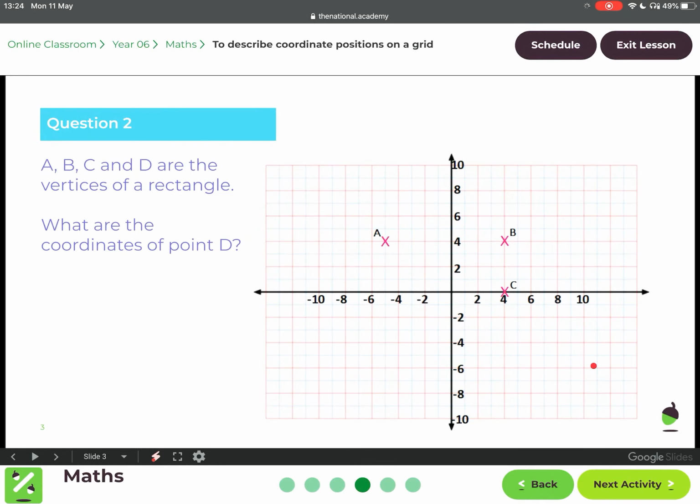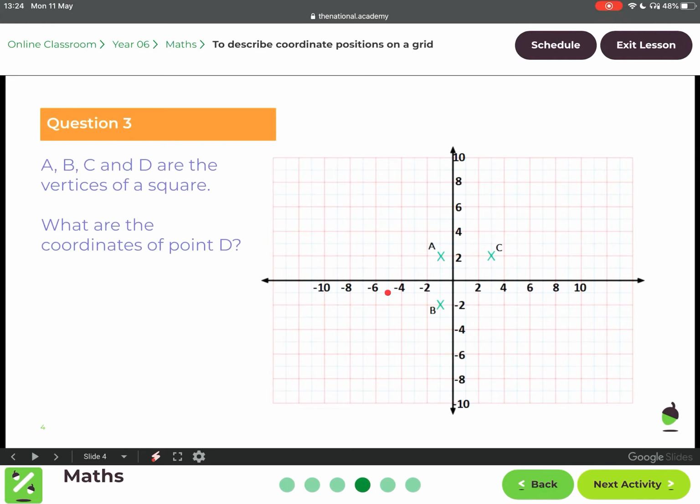After that, question 2. A, B, C, and D are the vertices of a rectangle. What are the coordinates of point D? So point D, it would be here. So the answer would be minus 5, 0. Question 3. A, B, C, and D are the vertices of a square. What are the coordinates of point D? So here, the answer would be 3, negative 2.